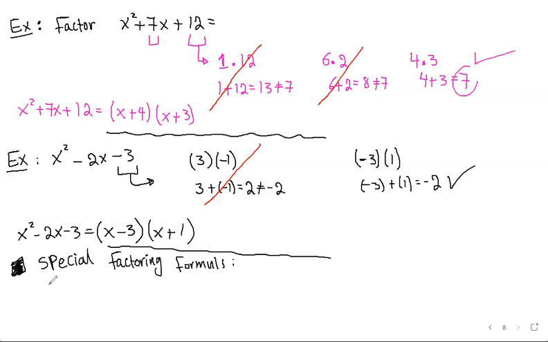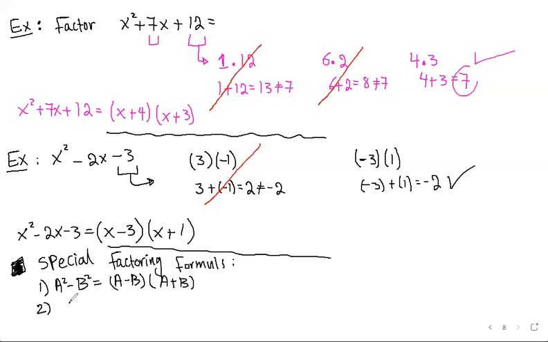So we have to know, for the first one, a squared minus b squared. This is like before exactly. It's like a minus b, but we're going to use this for factoring: a minus b times a plus b. This one is called the difference of squares.